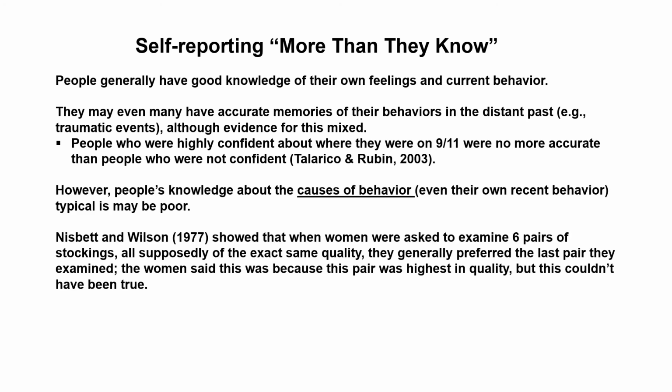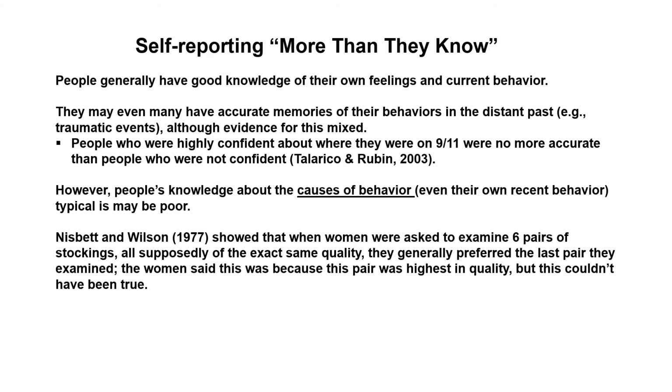Related to that, people are actually pretty poor at knowing the causes of behavior. Even though you might know your recent behavior, the cause of why we behaved a certain way might not be known. An interesting study done in 1977 showed that when women were asked to examine 6 pairs of stockings, all supposedly of the exact same quality, they generally preferred the last pair they examined. So you could say they bought the last pair, and that's their behavior. They're pretty accurate on that.